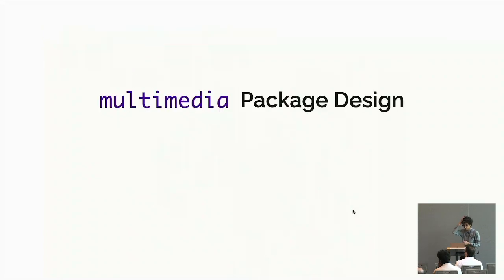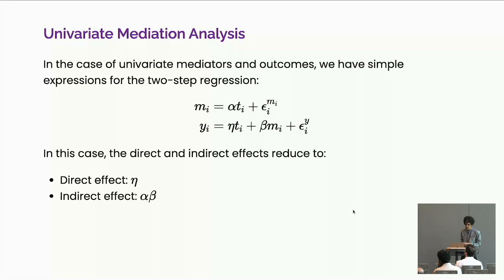So how did we design this package? A lot of our inspiration came from the mediation package. This is from Kosuke Imai's group, social science, political science. That is doing a univariate mediation analysis. So let's review what that looks like. This is the same linear regression from before, but everything is univariate. So T is the one-dimensional treatment, one-dimensional mediator, one-dimensional outcome. The indirect effect here is just the product of the alpha and beta coefficients from these two linear models.